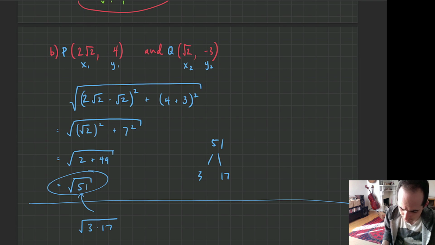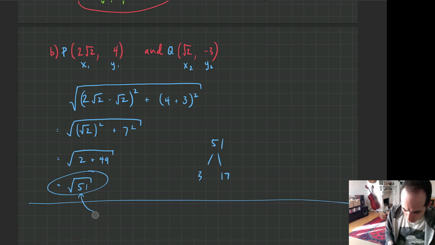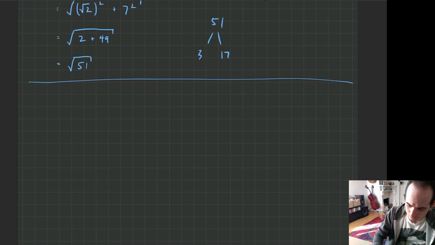So yeah, the only time that we'd be able to simplify it is if one of these factors was a perfect square, in which case we would take that square root and have it as a factor in front of our entire radical here. We're not going to be able to simplify this anymore. So it is just the square root of 51. So that's the final answer.